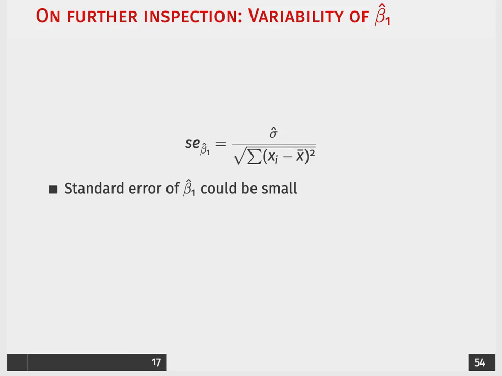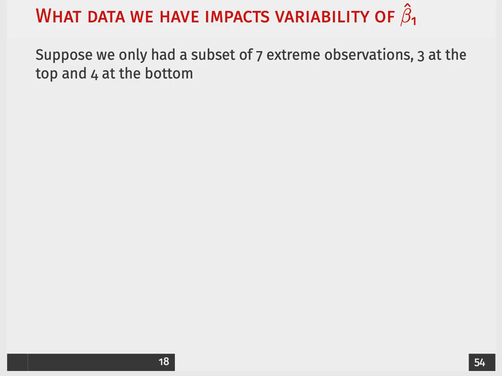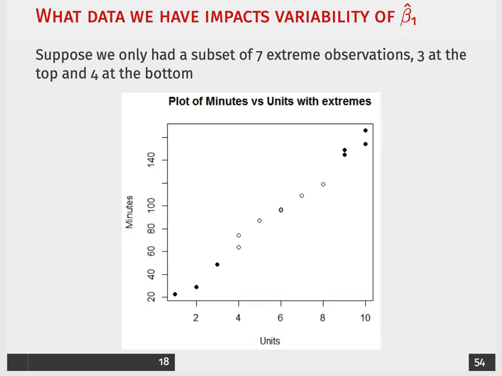Now, if we think about the standard error of our slope, this can also be small when our estimate of sigma is small, again, when n is large, and when our x values are spread out. And I'm going to get into this in the next slide. So I want to really talk about how extreme observations and where our data are centered can impact the slope of our fitted line, right? So suppose we only have, and again, this is a toy example because we should have more observations than this, but suppose we have a subset of 7 extreme observations. 3 are going to be at the top right corner, and 4 are going to be at the bottom left.